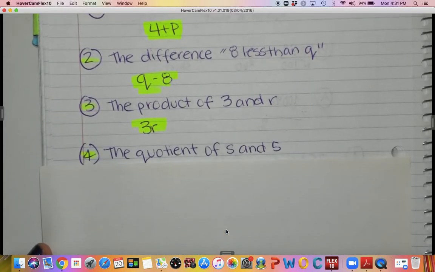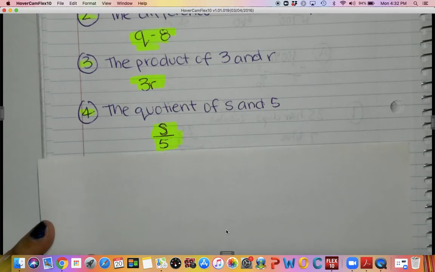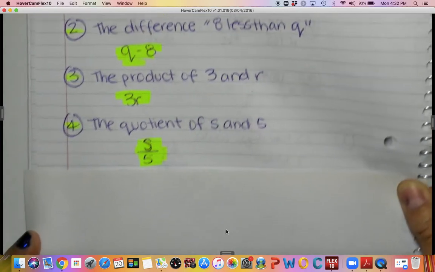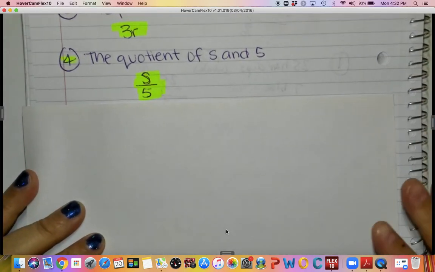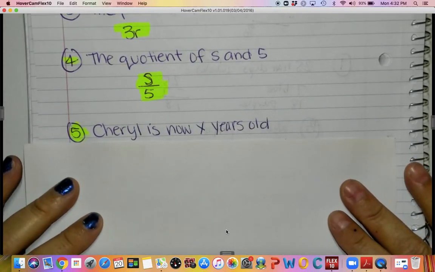The quotient of s and 5. Okay, and remember I showed you yesterday in our notes that s over 5 is how you will see it. So get used to writing it s over 5. Number 5 had a couple different answers, and I know probably the last one might have been the hardest, so let's go ahead and look at that.